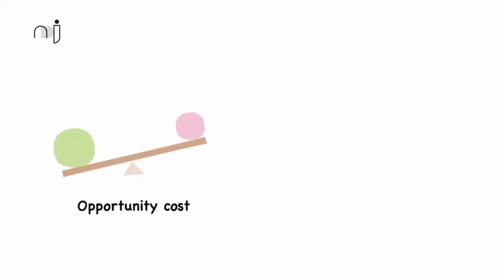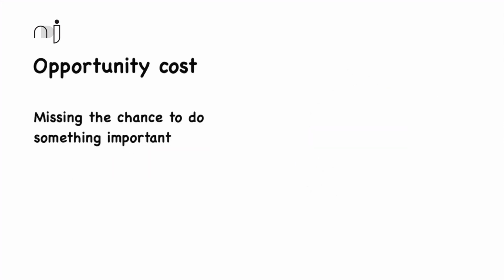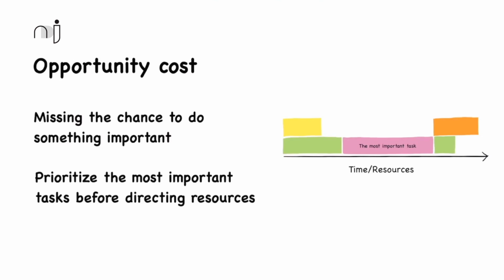Let's discuss its significance through the opportunity cost and shiny object syndrome. Opportunity cost refers to missing the chance to do something important because we chose to work on something else instead. This can lead to running out of money before finding a viable business model. To avoid this risk, it's essential to prioritize the most important tasks before redirecting resources, always assuming that work may have to stop at any time.